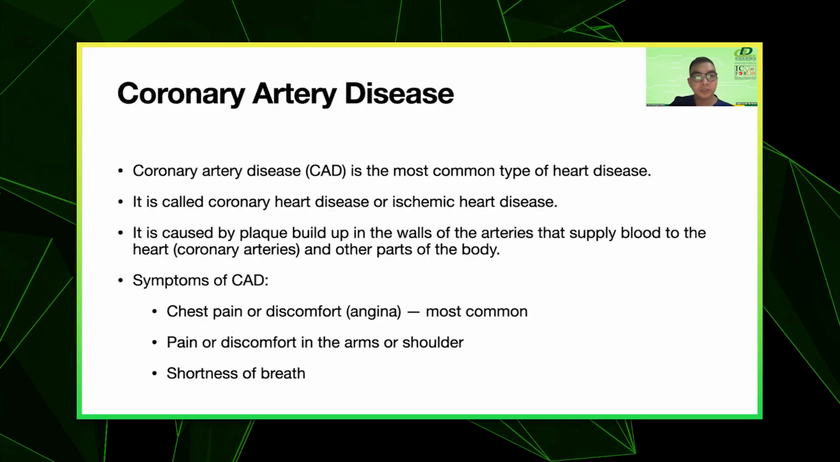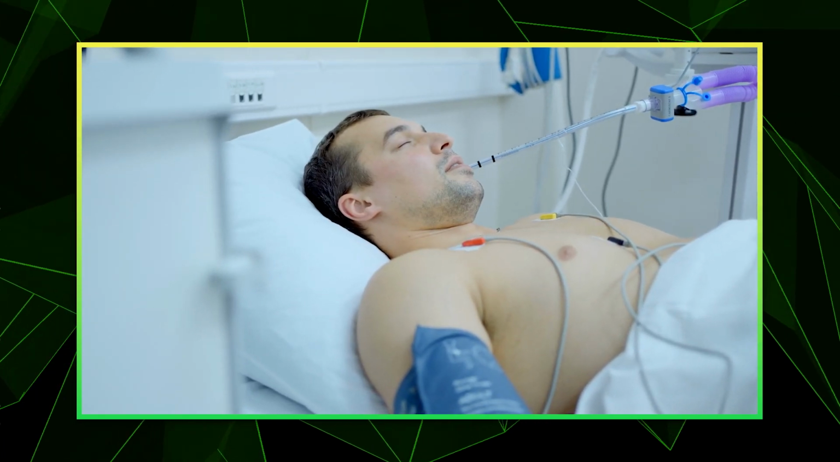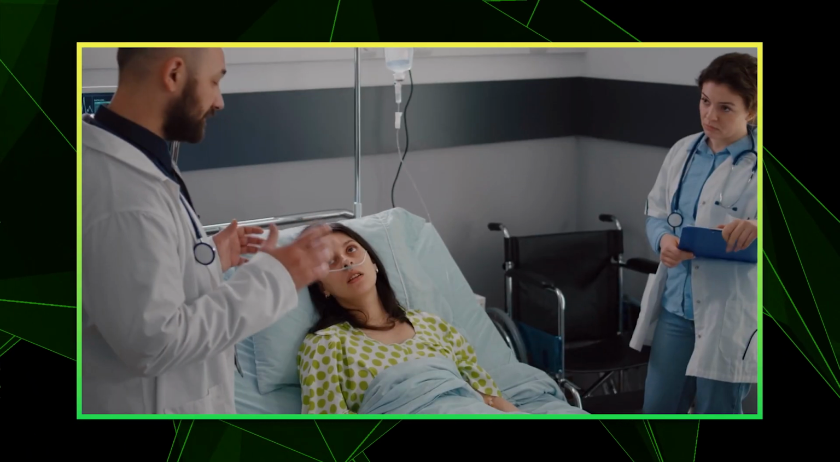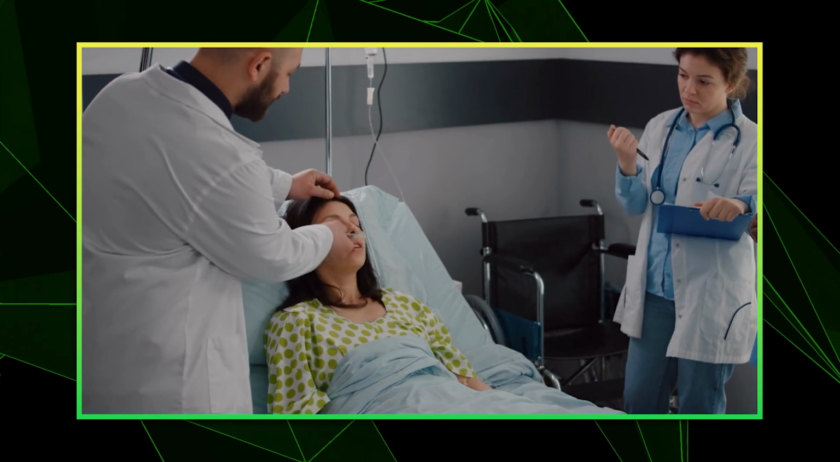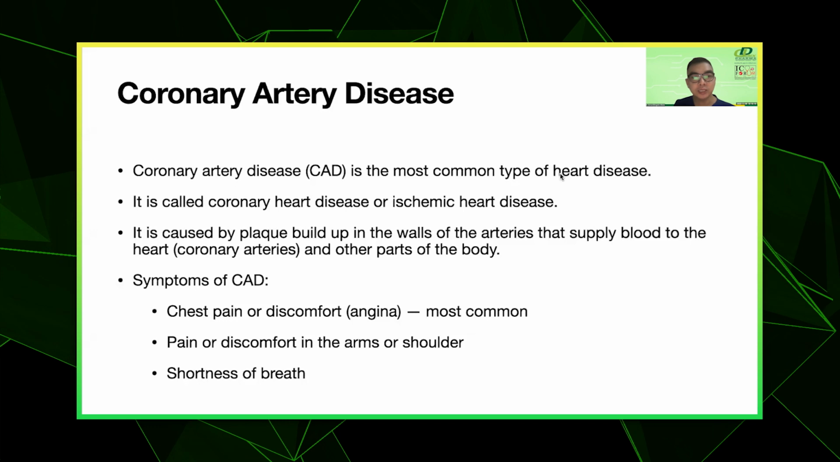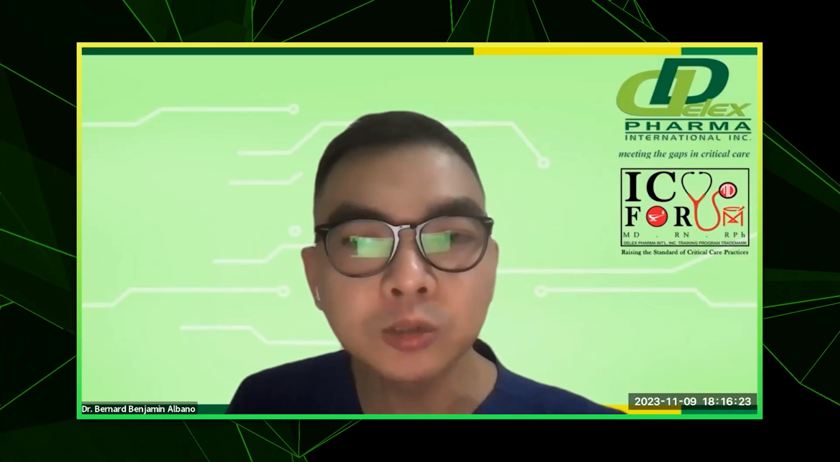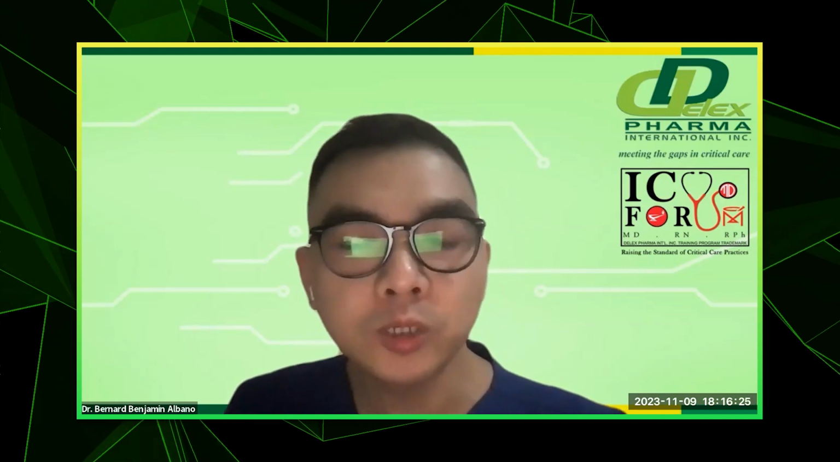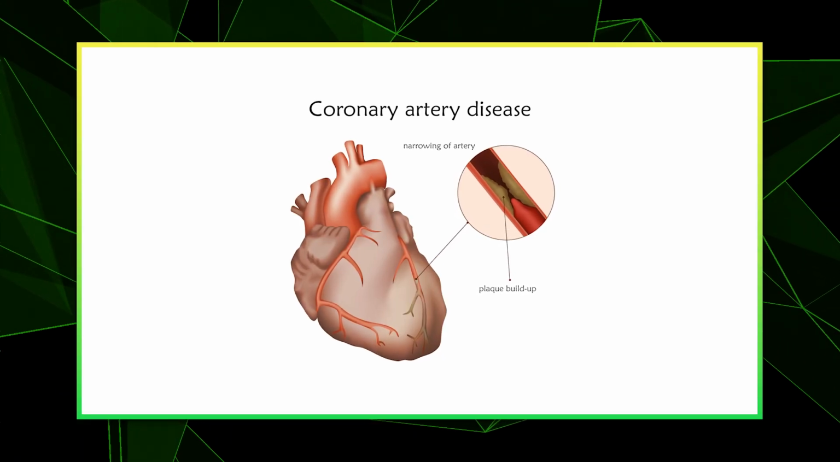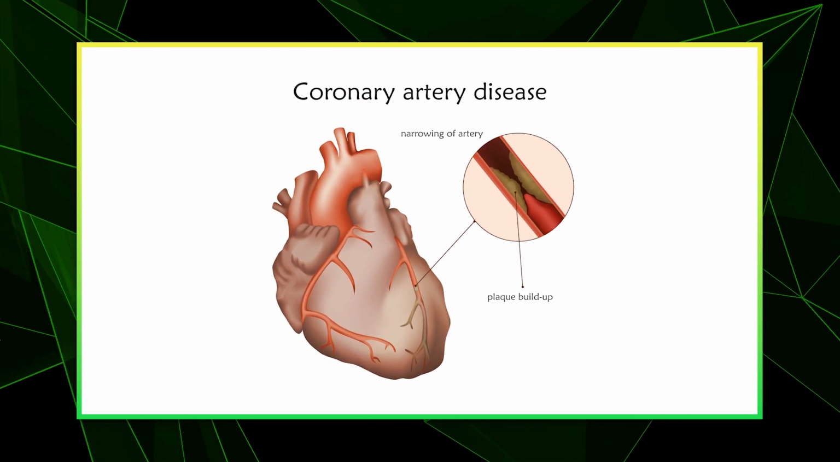Just a review, coronary artery disease is the most common type of heart disease. It is also called coronary heart disease or ischemic heart disease. So these terms, CAD, CHD, or ischemic heart disease, IHD, can be used interchangeably, and they pertain to the same clinical scenario, which is an obstruction or stenosis of the blood vessels of the heart or the coronary arteries.